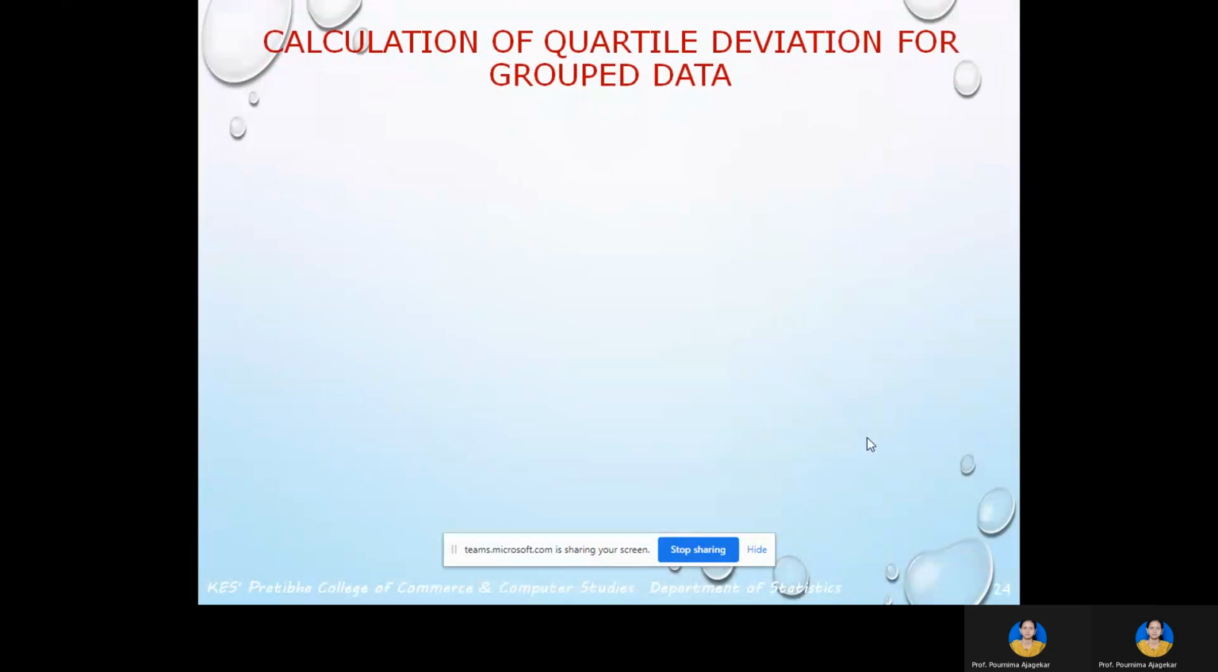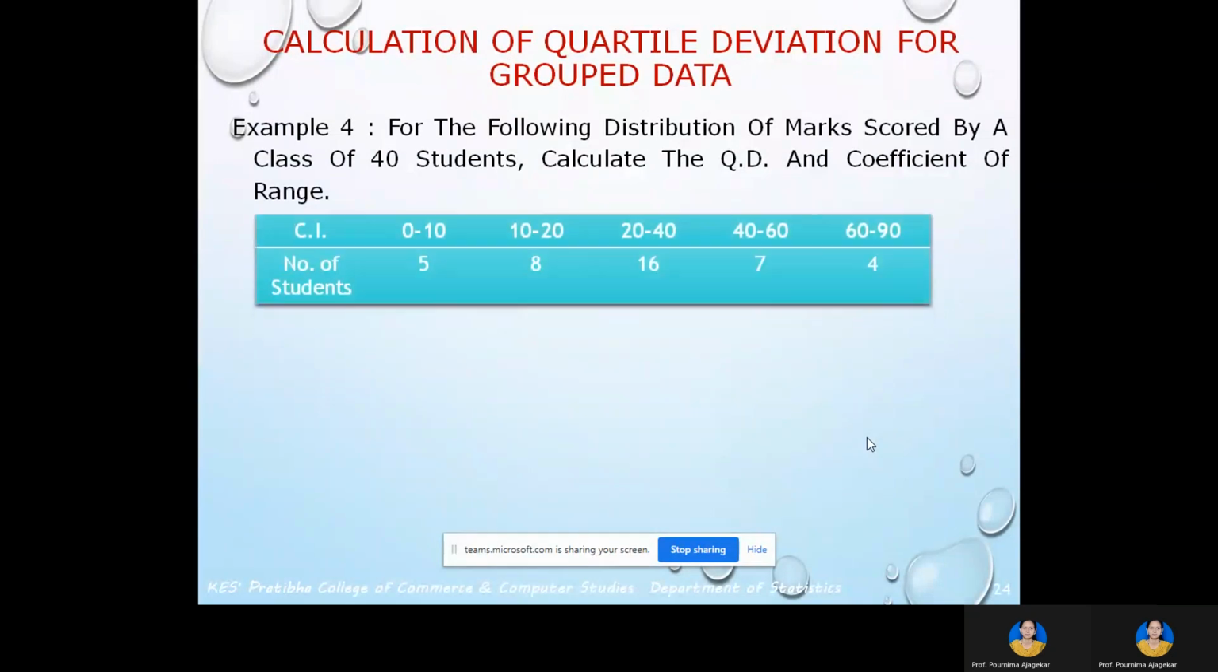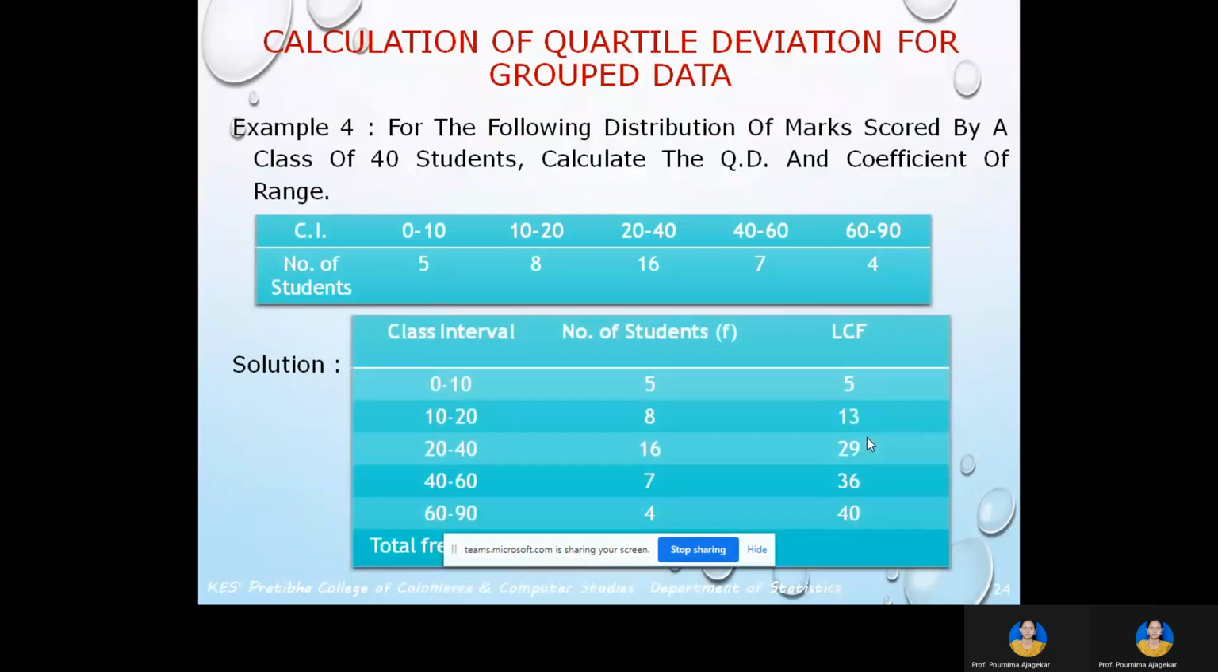Now we will compute the quartile deviation for grouped data. For the following distribution of marks scored by a class of 40 students, calculate the quartile deviation and coefficient of quartile deviation. So here we have the data in the form of class intervals and frequencies. And for this data, we have to calculate the quartile deviation.